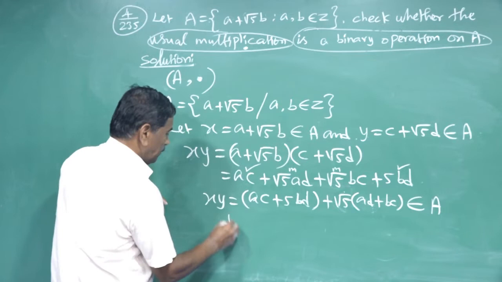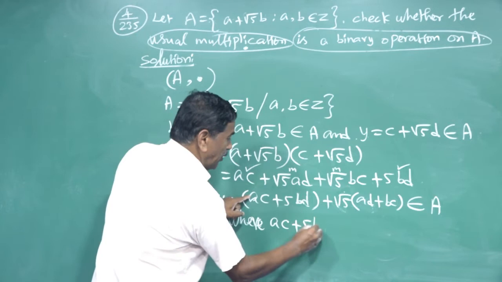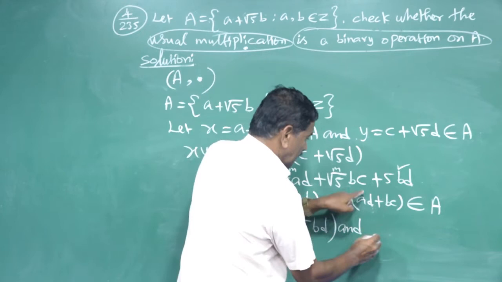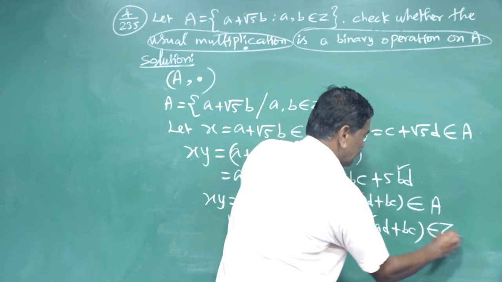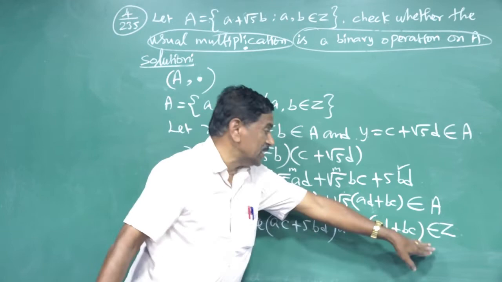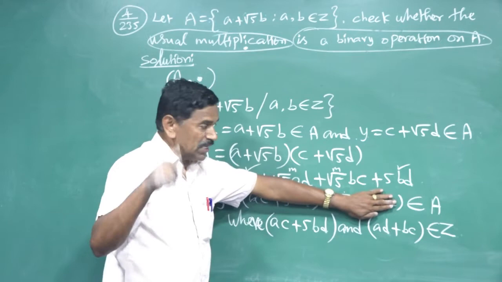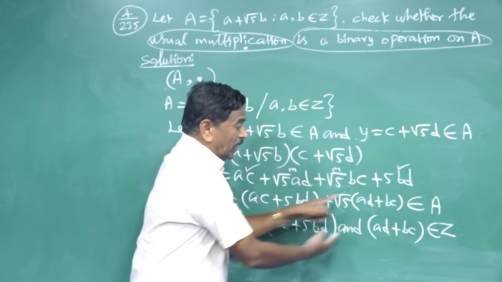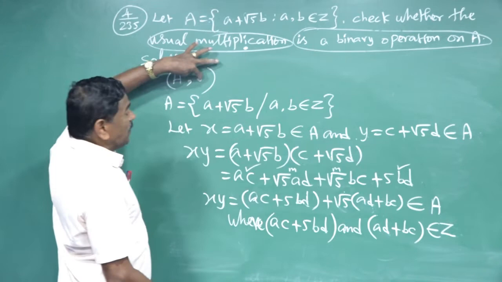Where AC plus 5 into BD and AD plus BC belong to Z. Say the first bracket and the second bracket are integers, such that this fully considered as one element. So this element belongs to A because the first bracket and the second bracket belong to the set of all integers. Therefore, the usual multiplication is a binary operation on A, is the conclusion.